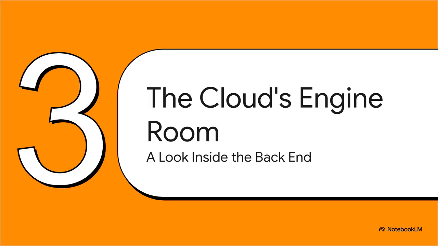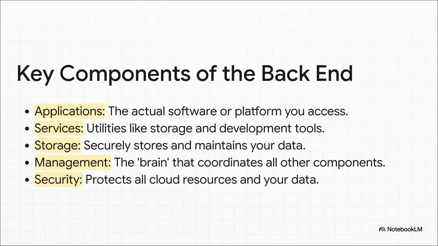All right, now for the cool part. Let's take a peek inside that powerful back end. This is the real engine room of the cloud. So inside this engine room, you'll find 5 key pieces. First, you've got the applications. That's the actual software you're using. Then you have the services, things like data storage. And speaking of storage, that's the physical space where your files are kept safe. Now, the management is kind of like the brain of the whole operation, making sure everything works together. And of course, wrapping it all up is security, which is the guard protecting all of that important data.